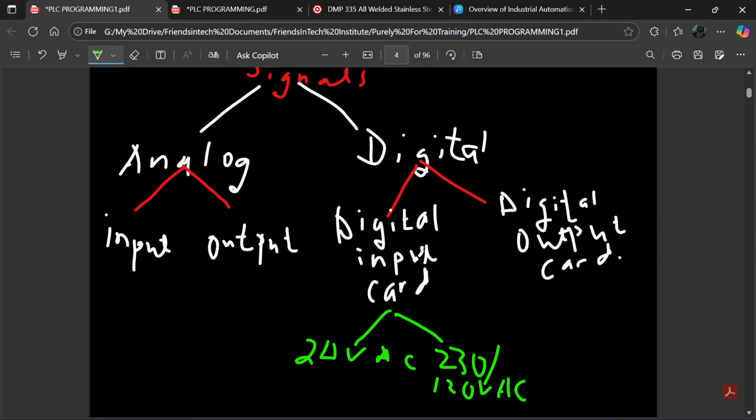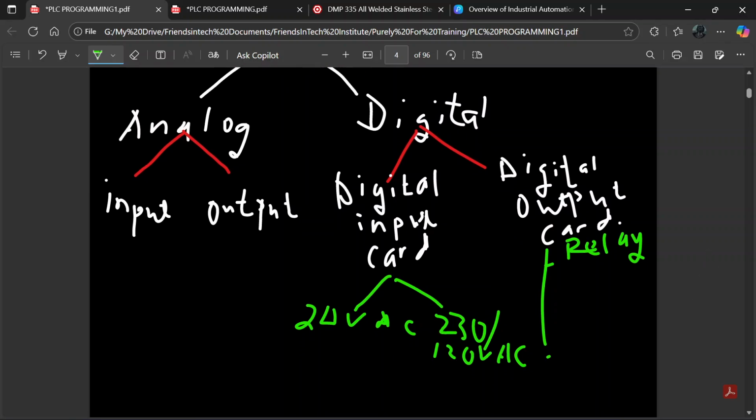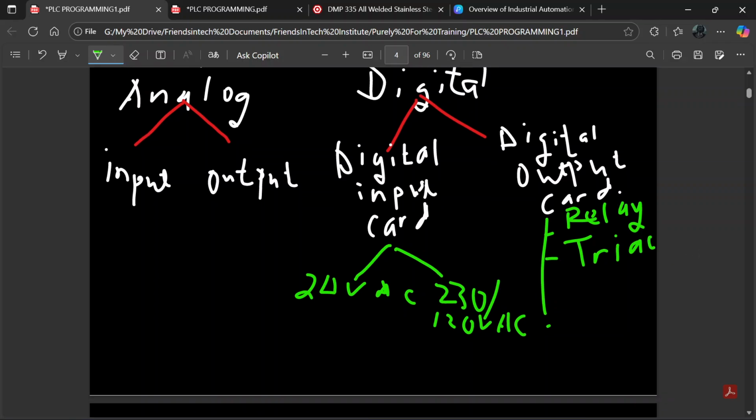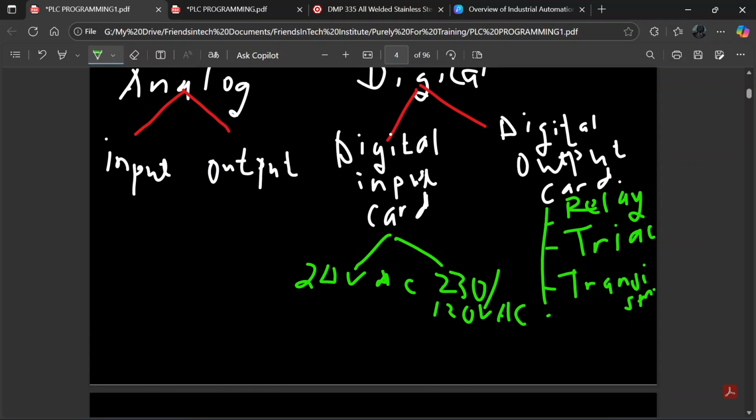Then under digital output cards, we have relay based digital output cards, Triac based digital output cards, and transistor based digital output cards. Of course, it can be 24 or 230 volts, it doesn't matter, but relay, Triac, or transistor matters.